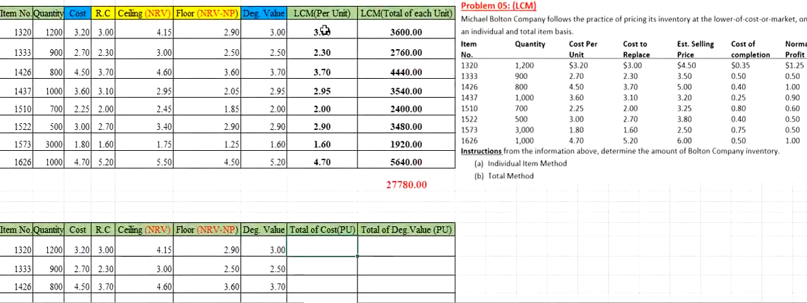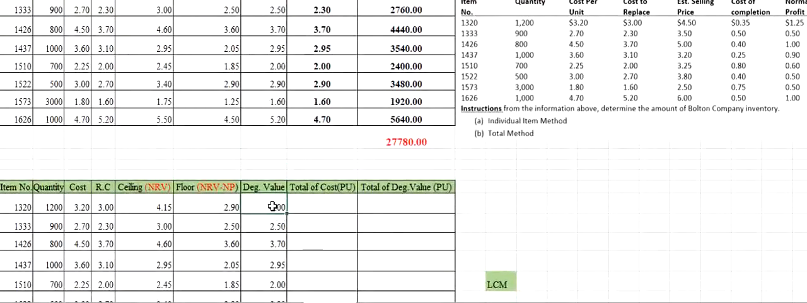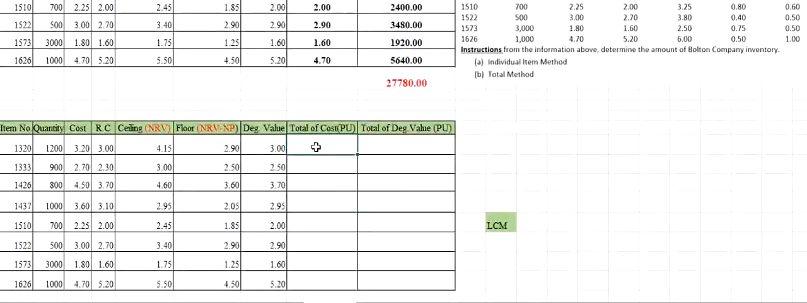You saw here that I individually compared each and every item's cost with its designated value. But in the total method I will not individually compare this 3 with 3.2. No, I'm not going to compare that. First I will find the total cost per item. For item number 1, which is 1320, I had a quantity of 1200, so I will multiply the quantity with the cost, and the answers would come here. Then I will multiply the quantity with the designated value and write the total designated value of every item here.